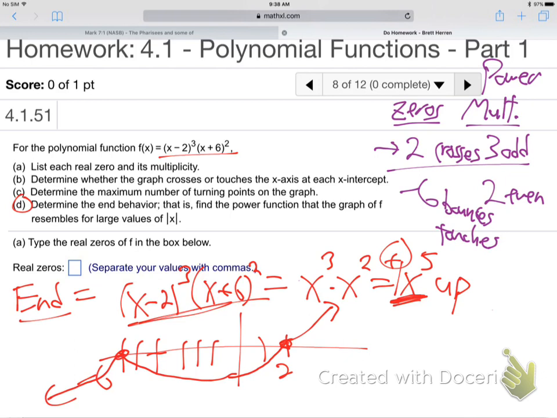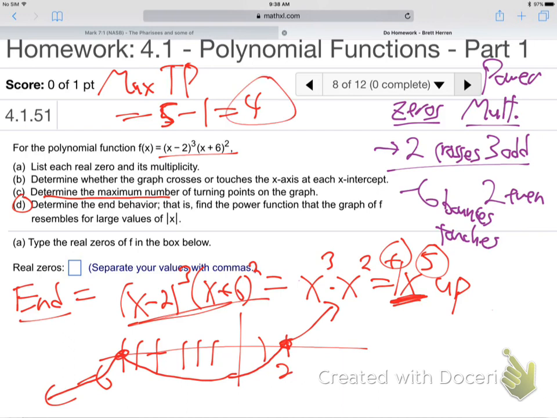So max number of turning points, last question. Max turning points, TP. So what is it? Yeah, it's 5 minus 1. My 5s are terrible. 5 minus 1 is 4. You just take the highest power and subtract 1. So it's got at most 4 turning points. Like this is a turning point. It might have less, but it's got at most 4.